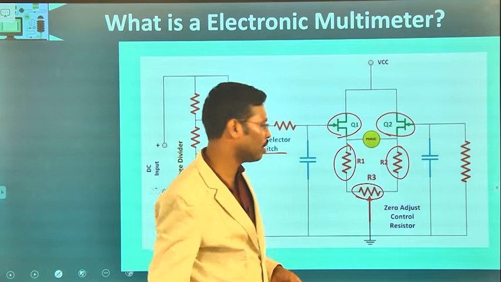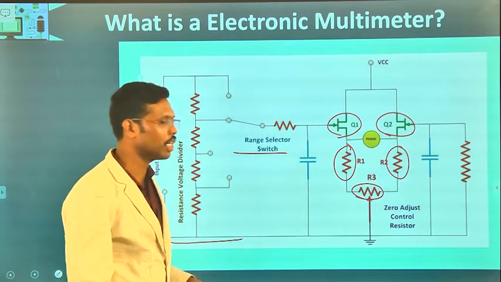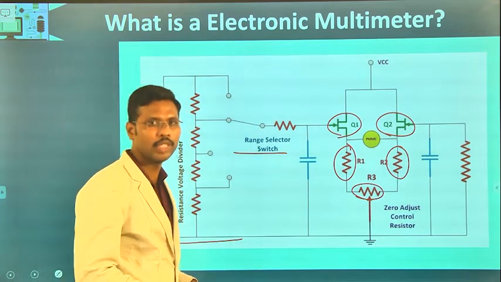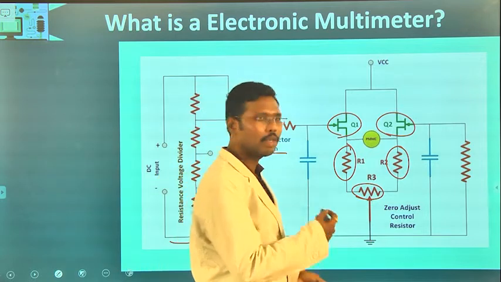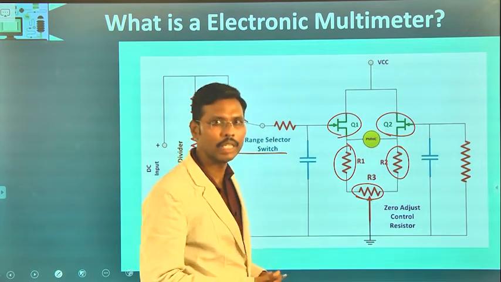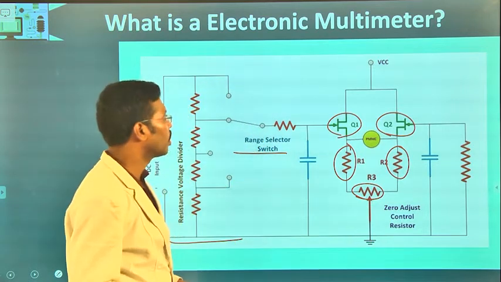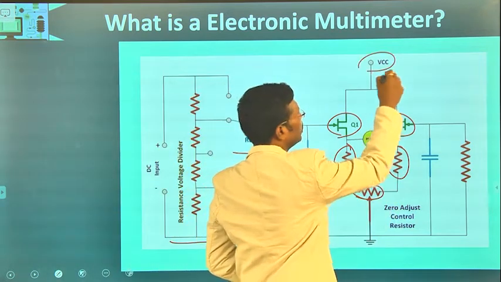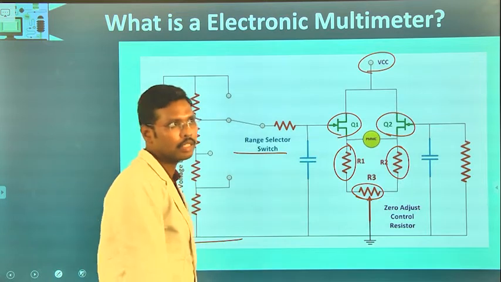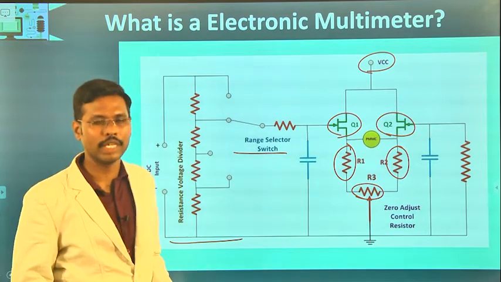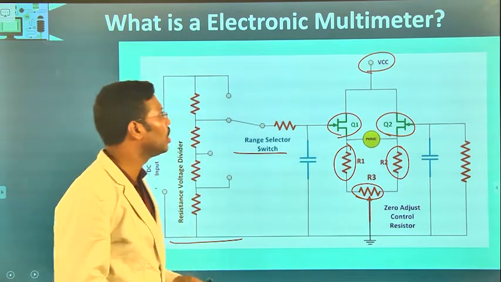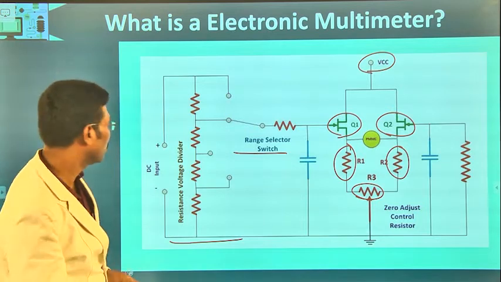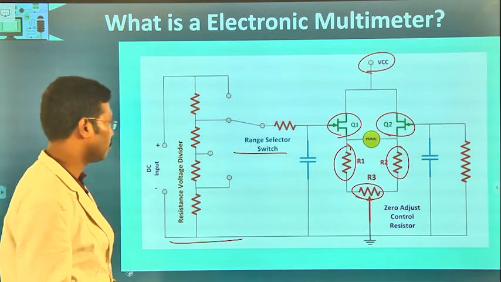The resistor is also named as zero adjustment control resistor, which is used for nullifying any stray recordings which are present in the PMMC meter, and it is having some input supply voltage VCC for the functioning of this meter, which is a battery source connected inside the meter. Now, let us see the working of this electronic multimeter.